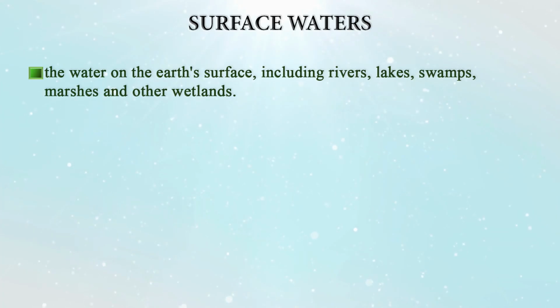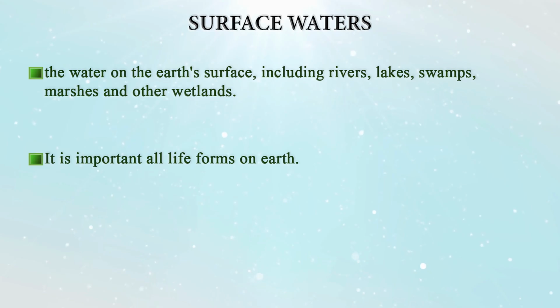Now let us come to another realm of hydrosphere, that is the surface water. So as the name suggests, surface waters flow on the surface of earth, and these include rivers, lakes, swamps, marshes and other wetlands.